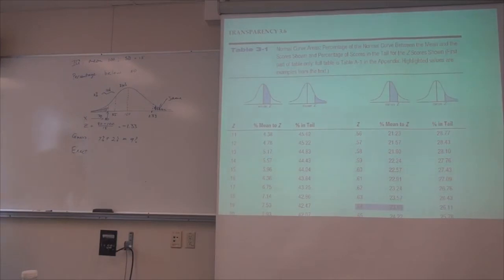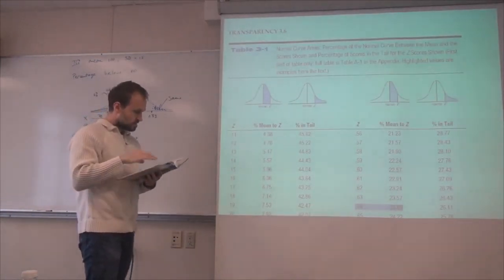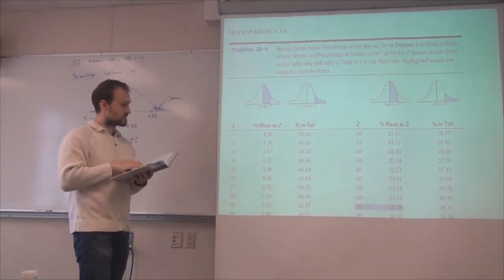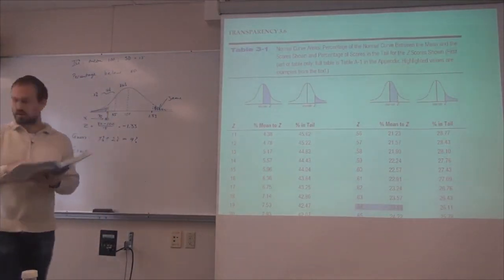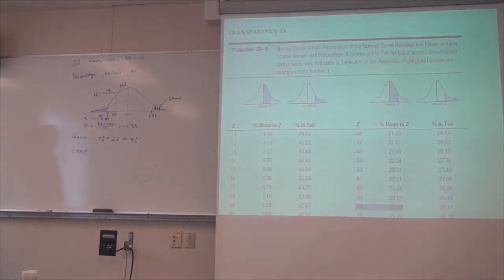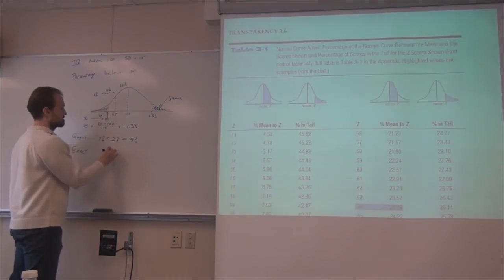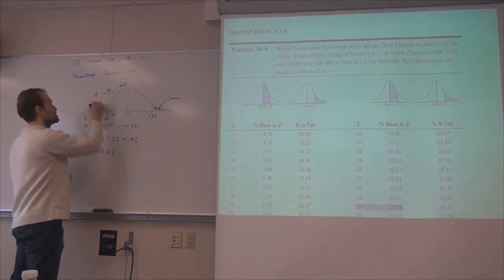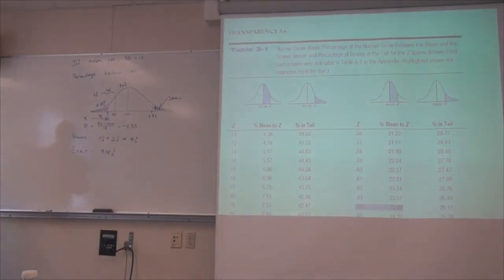So I use my table. It's probably not in the slide. 1.33 is on page 674. 1.33, the second number, 9.18. Wow, my guess was pretty good. 9.18%. Oh, good guess. I don't expect to be super close. In this case I was, in the other example I wasn't.